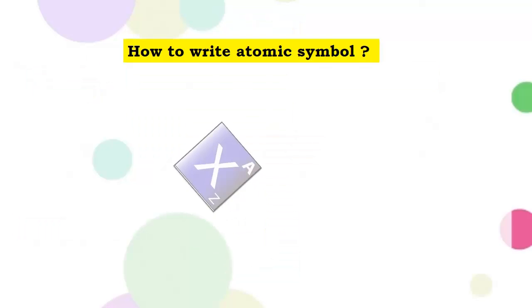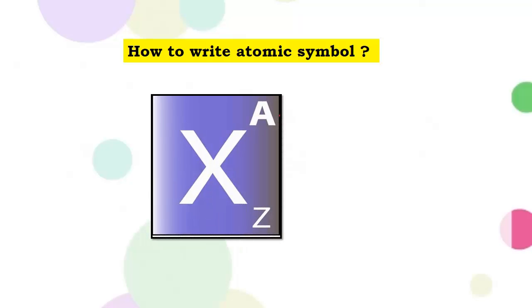Conventionally we write an element with its name, its symbol from Latin, right? And A is the atomic mass number, Z the atomic number. Remember, every element has an atomic mass number and an atomic number. Again, atomic number is the number of protons or the number of electrons. Atomic mass number is the total number of protons as well as neutrons. So we can find out neutrons by subtracting A minus Z.